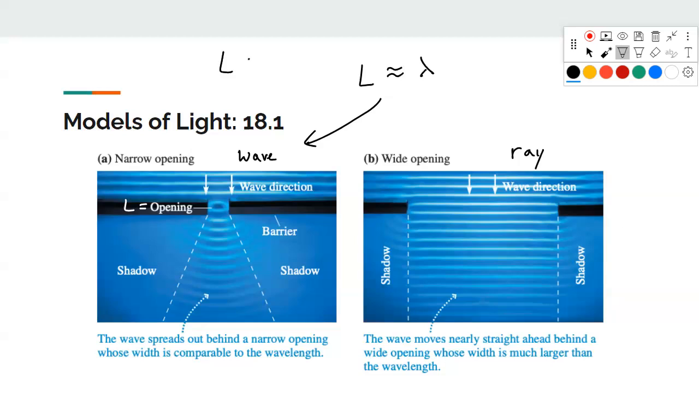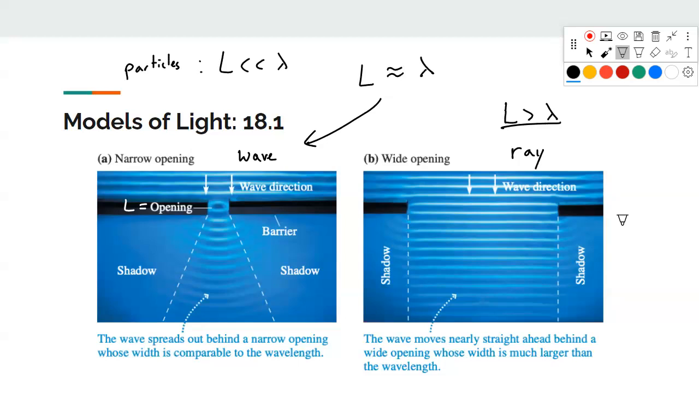If L is much, much smaller than the wavelength, that's where we have to start thinking about particles. So that's why at the quantum scale, like at the level of atoms and molecules, particles become really important. And whenever L is greater than the wavelength, or much greater, then we have to start thinking about the ray nature of light, which is what we tend to have the most intuition with. So our everyday life is characterized by thinking of light as a ray.